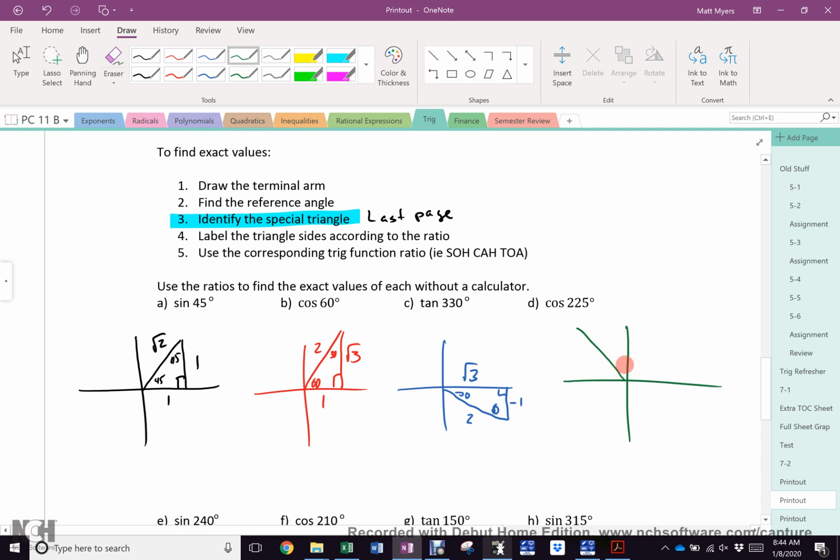What's the reference angle? Where is it? Right there. Sorry, it's not. It's going to be right here. What's the reference angle? Right there. What is it? 45. So I know I'm doing a 45, 45, 90. What is this? -1. What is this? -1. What is this? Root 2. Great. Now do sine, cos, and tan for all of them. Go.